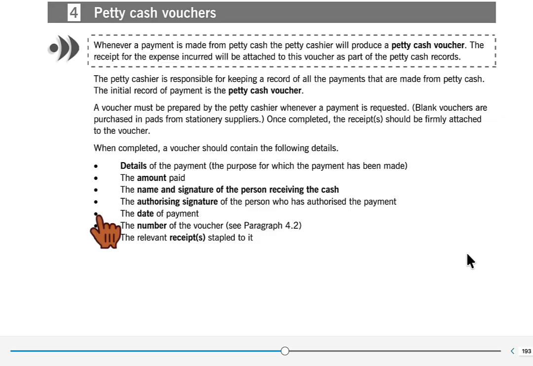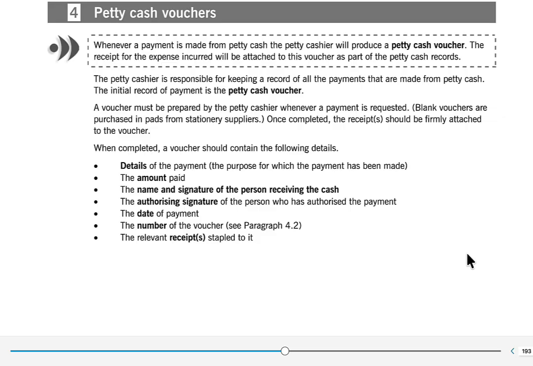6. The date of payment. This is the date the cash was given out. Dates help when you check records later. 7. The voucher number. Every voucher must have a number. This number is very important for control. It helps you file vouchers in order. It helps you confirm that none are missing. It also makes checking and auditing easier. 8. The relevant receipt attached. The receipt must be stapled to the voucher. This completes the evidence.